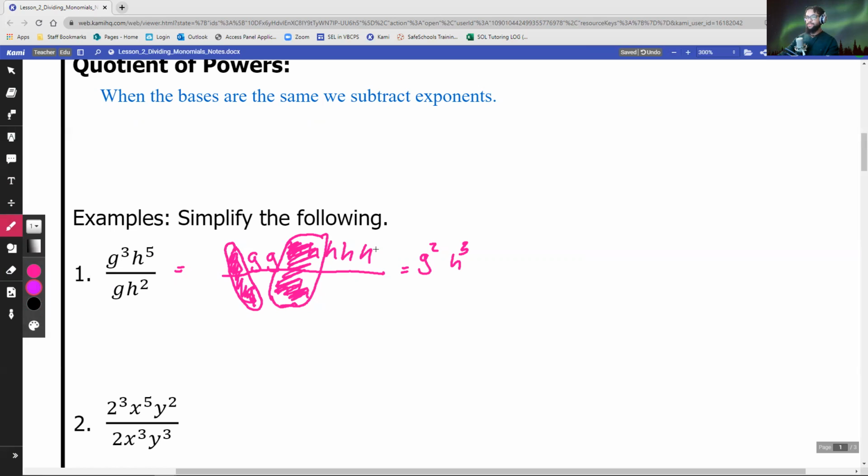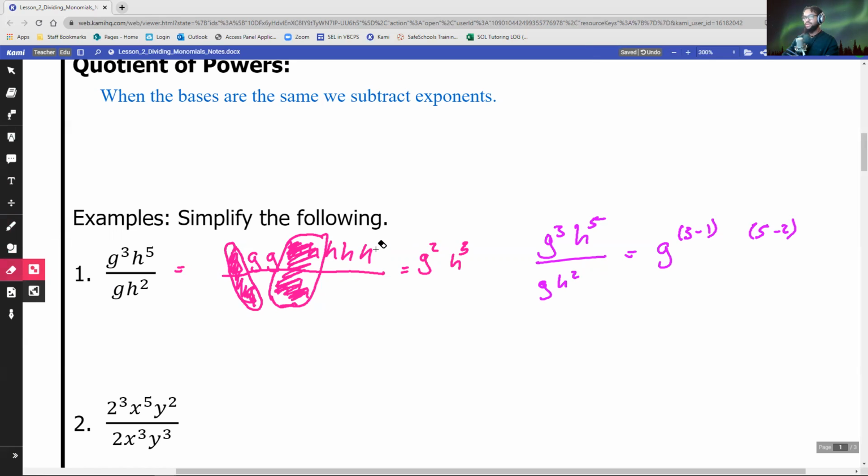Now, when we do it with the quotient of powers rule that we just looked at, we start with g cubed h to the fifth over g h squared. That's going to be g, and our top exponent is 3 minus 1. And then we have h is going to be 5 minus 2. All right, and this h looks kind of not nice, so I'm going to redraw that one. It looks kind of like a U. All right, h. There we go.